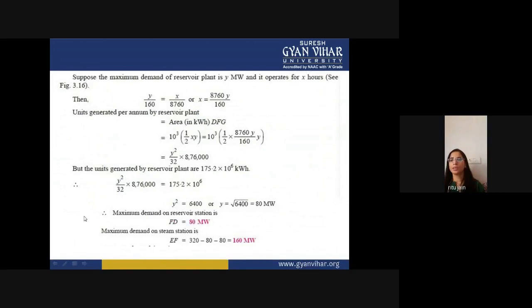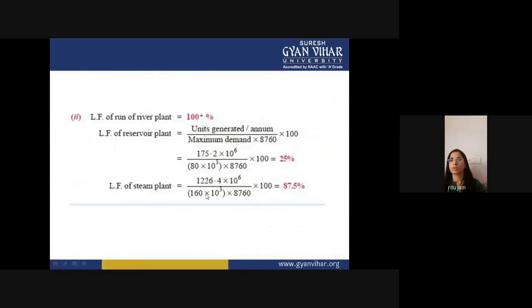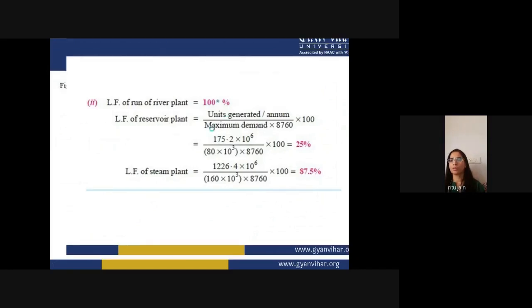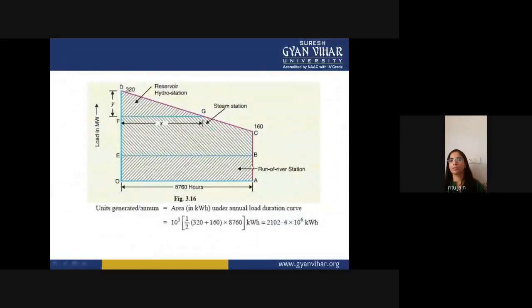So you can easily calculate the maximum demand of the steam station and the maximum demand of the reservoir station. Now, the load factor of the runoff river plant is equal to 100% because it is supplying your base load, and it will run throughout the year. So its load factor is 100%.